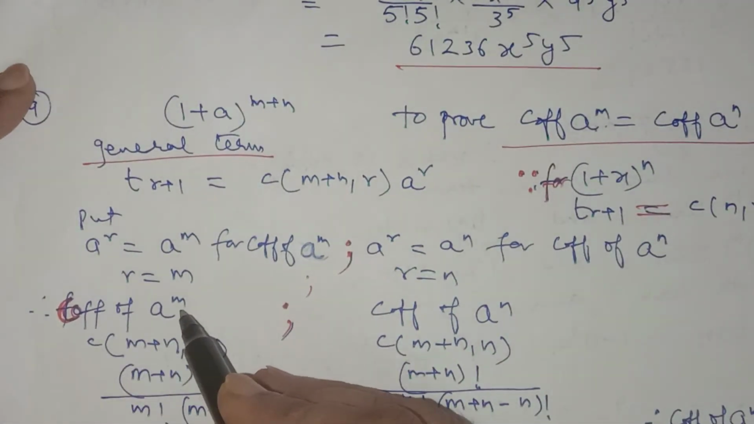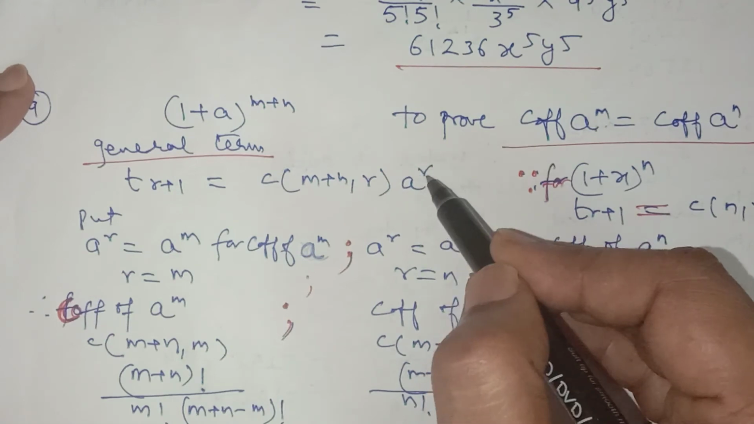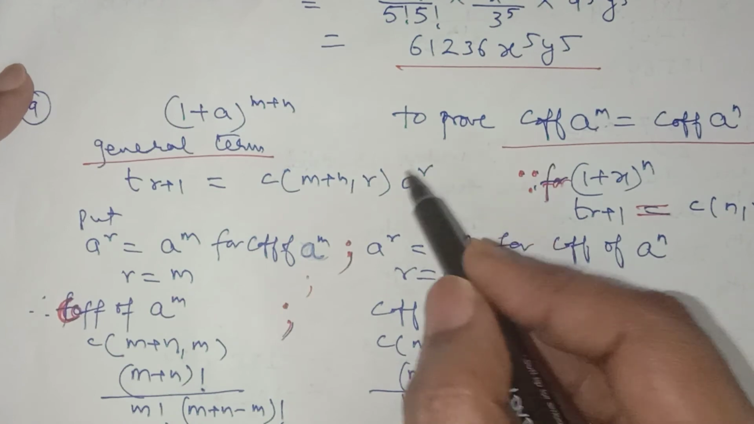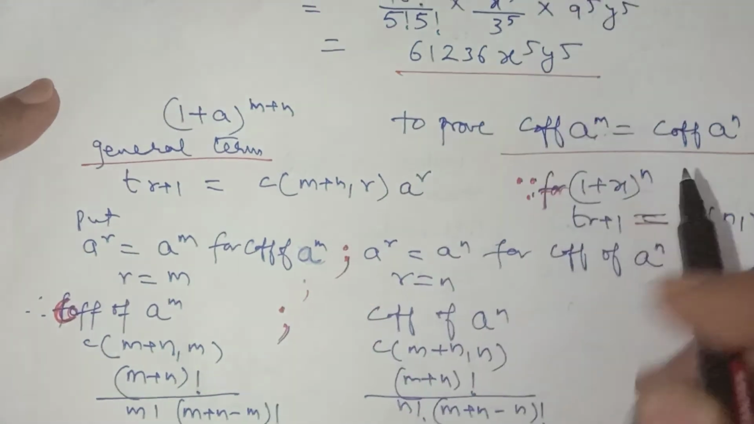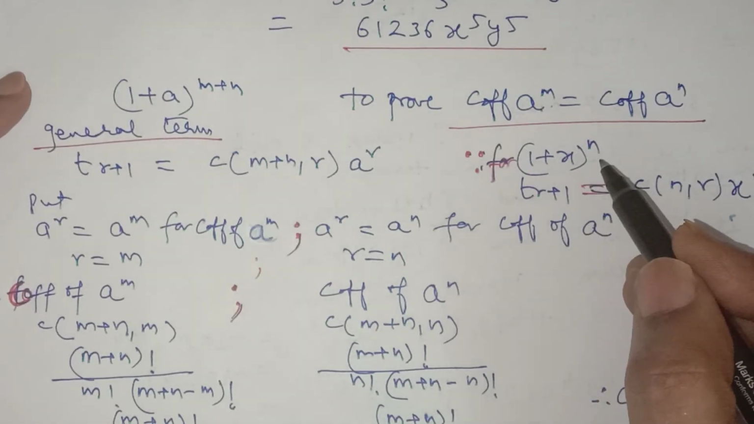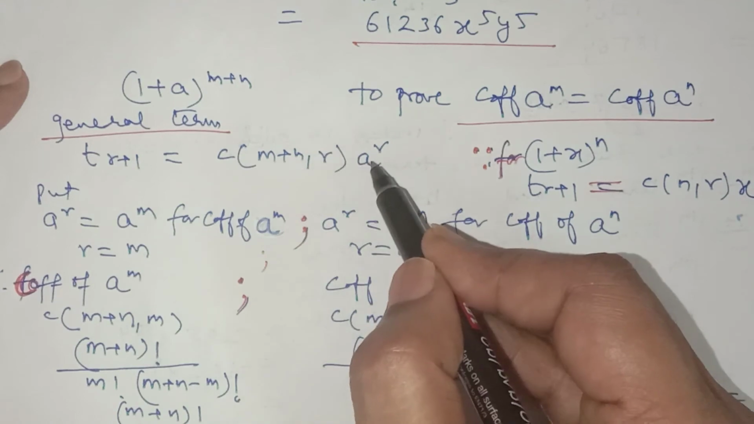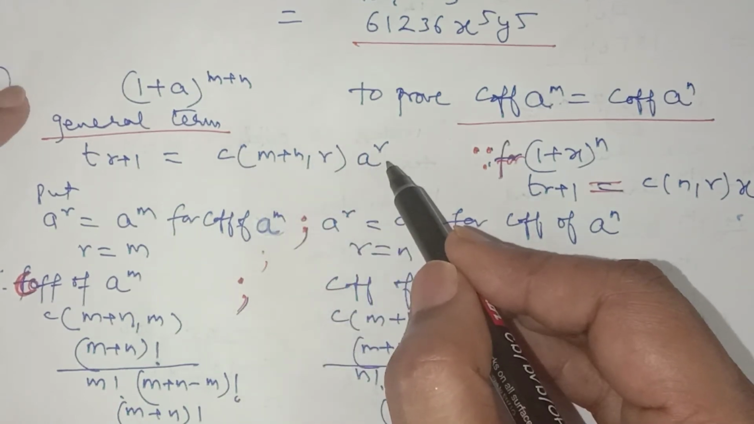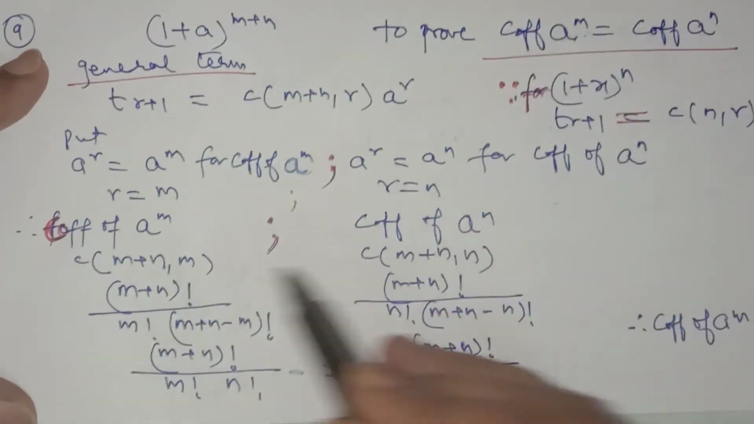So the coefficient of a raised to power m will be obtained by replacing the value of r with m. This will be the coefficient of a raised to power m. Similarly, for the coefficient of a raised to power n, replace r with n here. So it will be combination of m plus n, n when the coefficient of a raised to power n is required. So you have to prove that these two are equal.